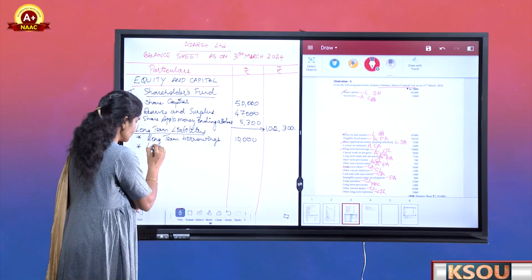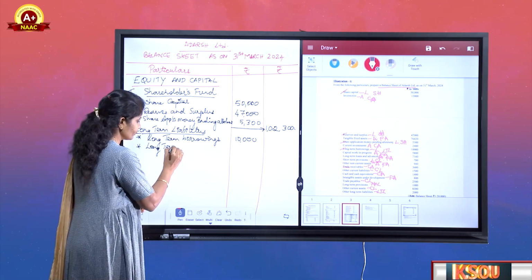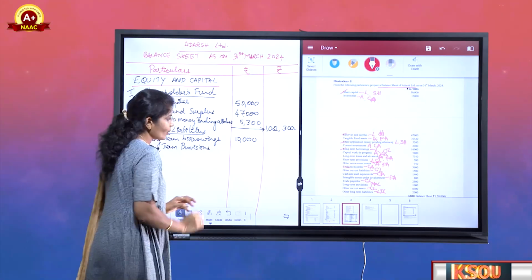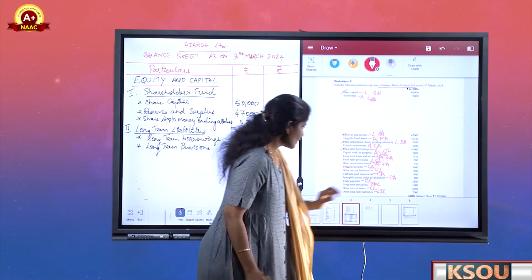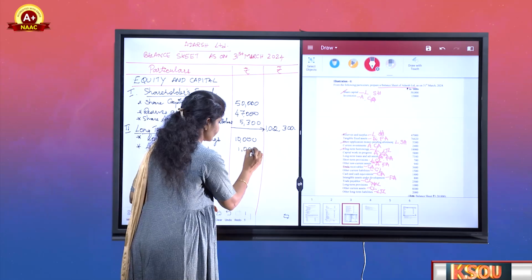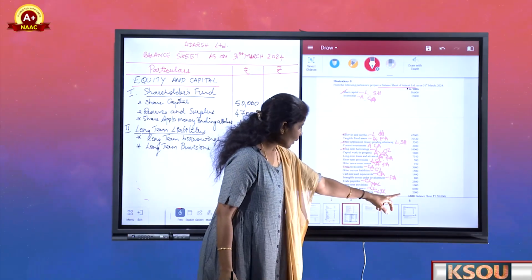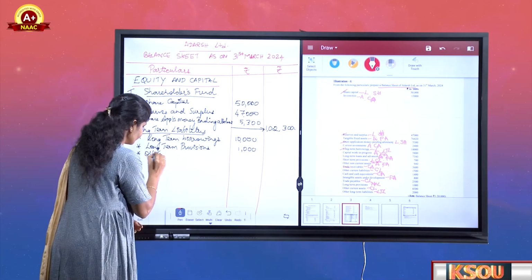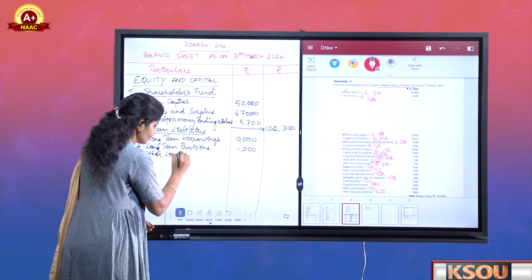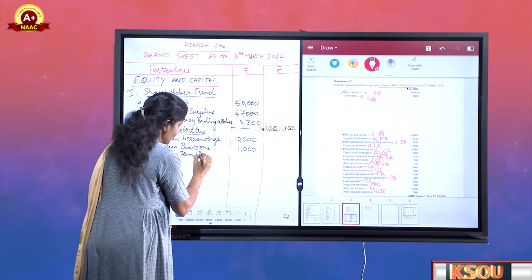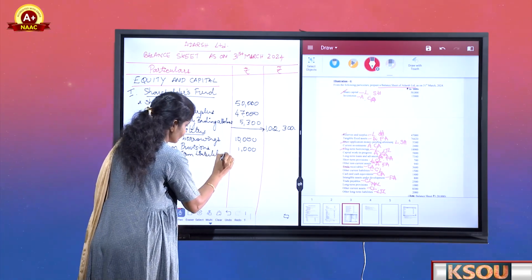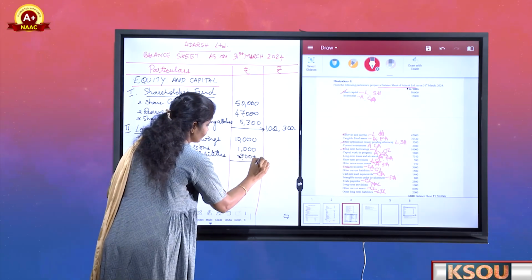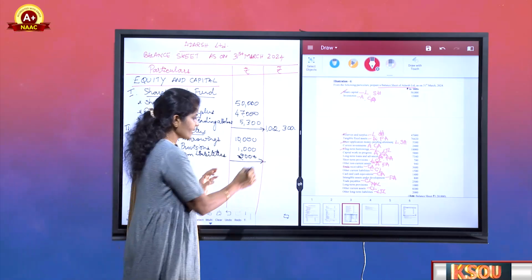Let us take that. Long-term provisions. What is the amount of long-term provisions? It is 1,000. And lastly, we have other long-term liabilities of 2,000. Total is 13,000.